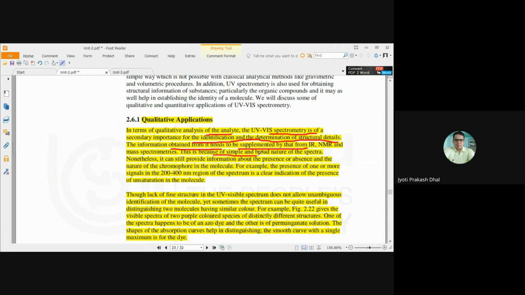This is because of the broad nature of the spectra. Generally, UV visible spectrometry in the solution phase gives broad spectra. So in order to find the complete characteristics, the UV visible spectra should be supplemented by IR, NMR or mass spectra.